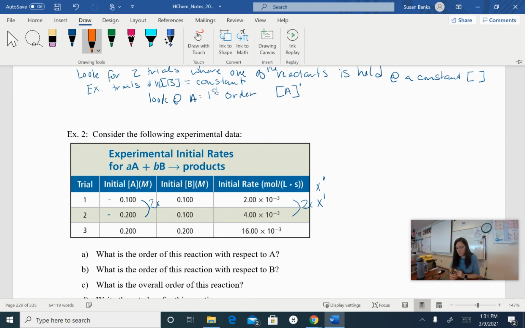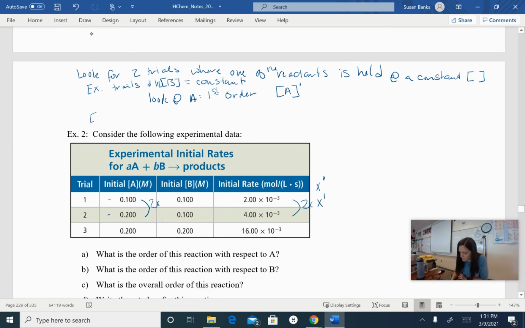So to look at B, we are going to need to look for two trials where A is constant. So in our example here, we need to look for two trials where the concentration of A is held constant. And those are trials number 2 and 3. Notice A is being held constant here, but B is changing. So I can look at B.